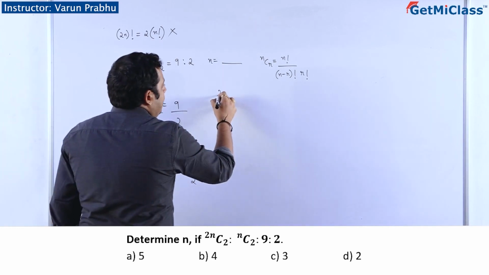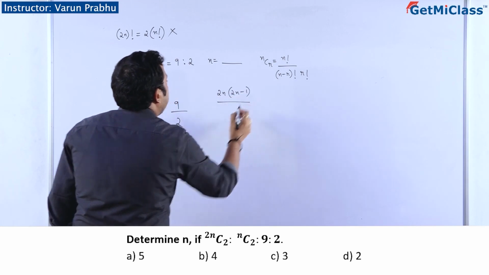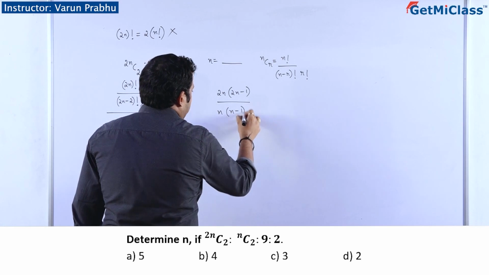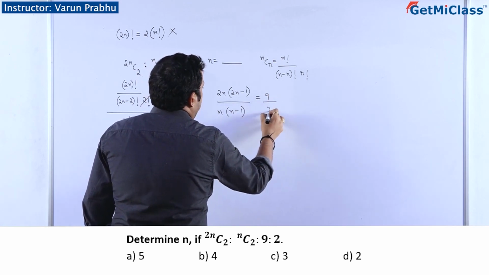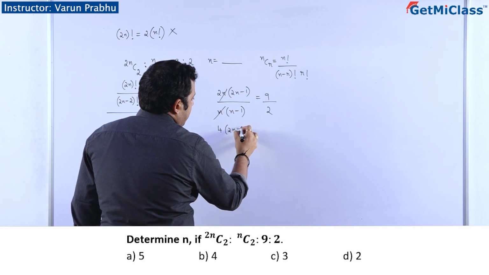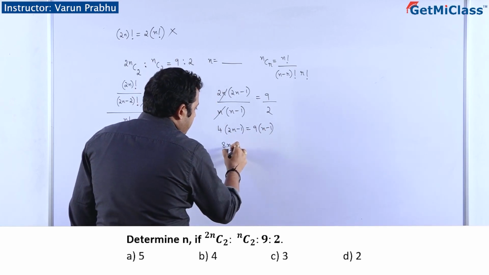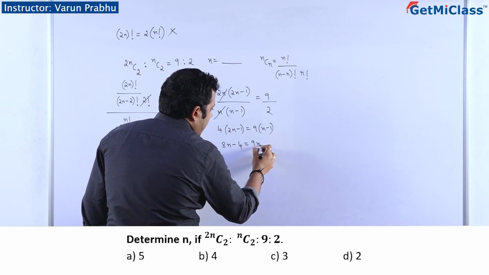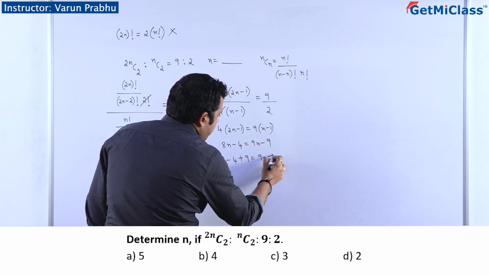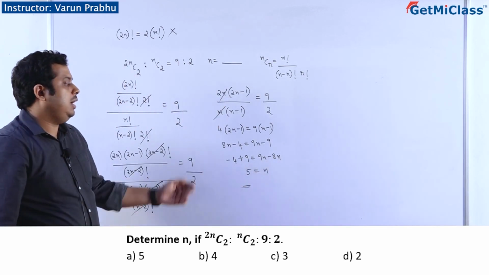So now I will be left with 2n into (2n minus 1) divided by n into (n minus 1). That is equal to 9 by 2. n cancels. 4 into (2n minus 1) is equal to 9 times (n minus 1). So 8n minus 4 is equal to 9n minus 9. Minus 4 plus 9 is equal to 9n minus 8n. So your value of n will be equal to 5. This is the answer to the question.